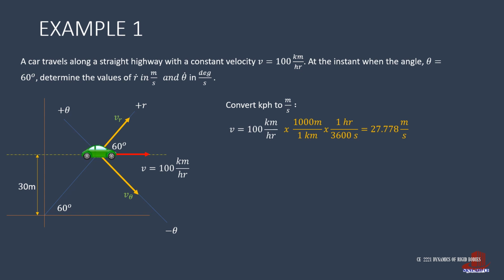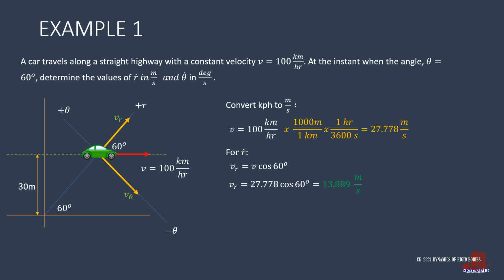27.778 meters per second. We can then compute for the radial velocity r dot, which is also taken as v sub r, and that is taken as the velocity v multiplied by the cosine of 60 degrees. That is 27.778 cosine 60, taken as 13.889 meters per second.